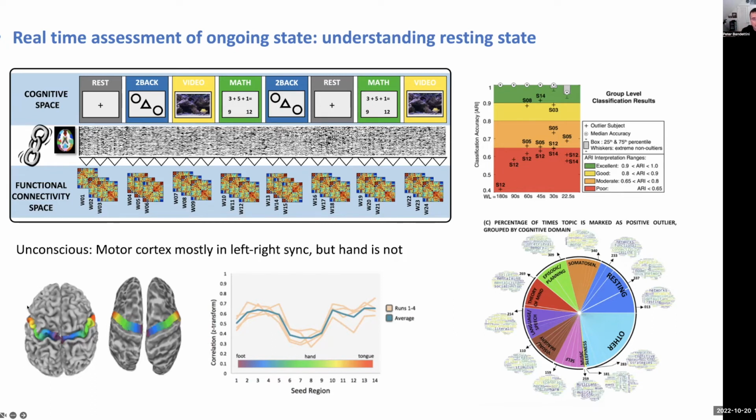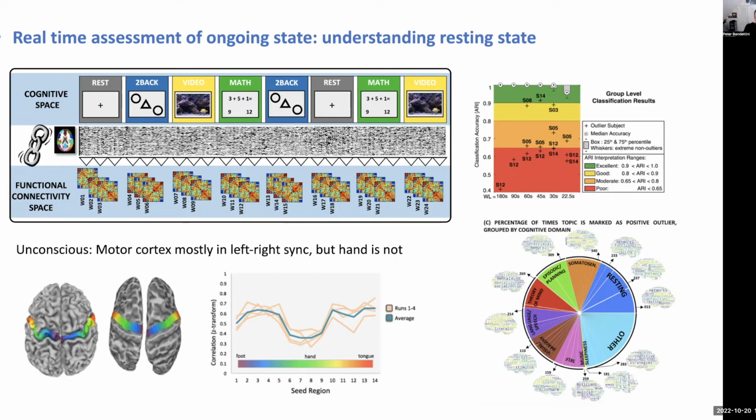synchronize during a task. And this was a preliminary finding we had a long time ago, which we never published: moving a seed along the primary motor cortex and seeing how well it correlated with the other cortex. And we found a high correlation, as expected, in the motor cortex from the foot all the way to the tongue and everything, except for the hand area, which was intriguing, and the potential explanation is that we don't use our hands in sync.